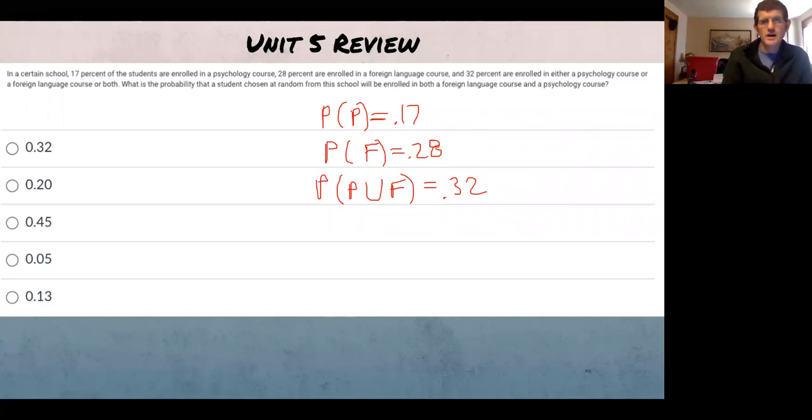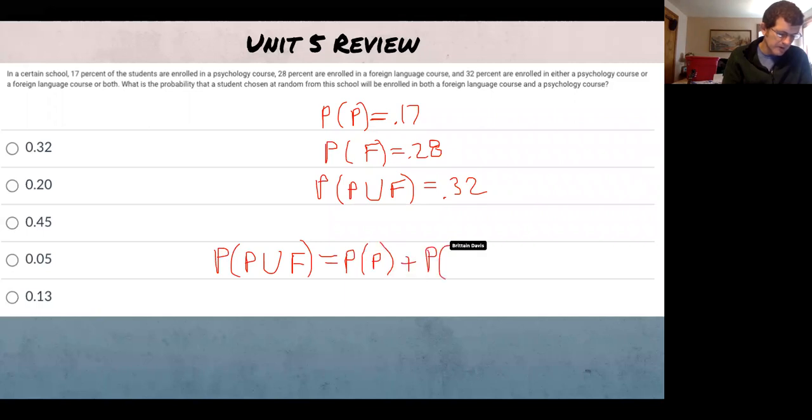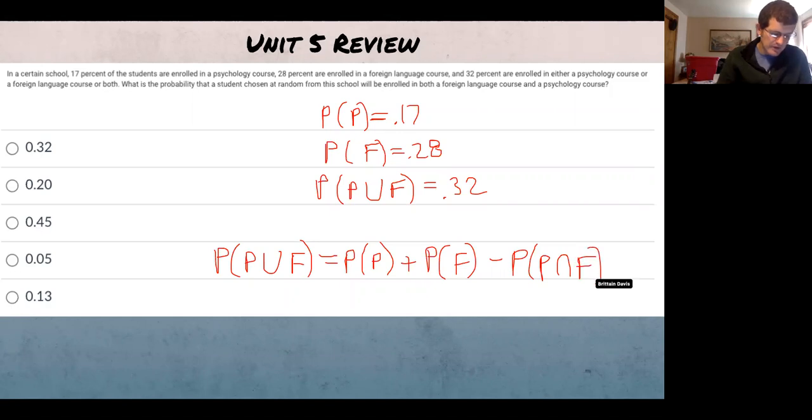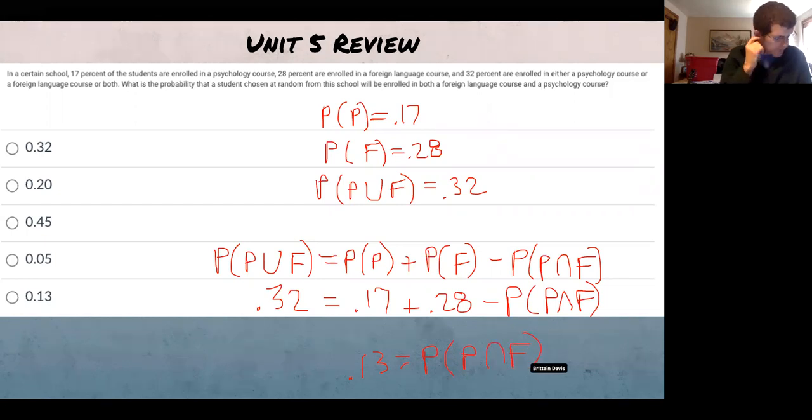There's different ways you can approach this. Here's, I think, what works for me. I'm going to use this. The probability of psychology or foreign language has to equal the probability of psychology plus the probability of foreign language minus the probability of psychology and foreign language. And this is using the general addition rule, because I know these are not mutually exclusive events. So I already know these numbers. 0.32 equals 0.17 plus 0.28 minus the probability of P and F. All right, so if I go through and do my math, I'm not going to do every step. I basically get 0.13 equals the probability of psychology and foreign language. And there it is.